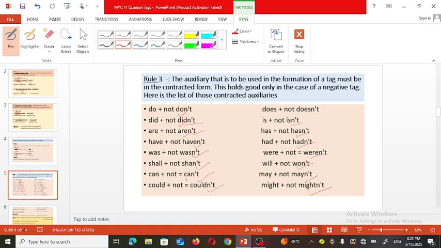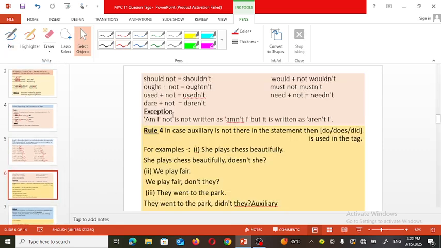Here you have observed that there is no am not. In the statement, if we need to use am not, its shortcut cannot be amn't. Instead, we use aren't, not amn't. Should not, shouldn't, ought not, oughtn't, used not, usedn't, dare not, daren't, wouldn't, mustn't, needn't.